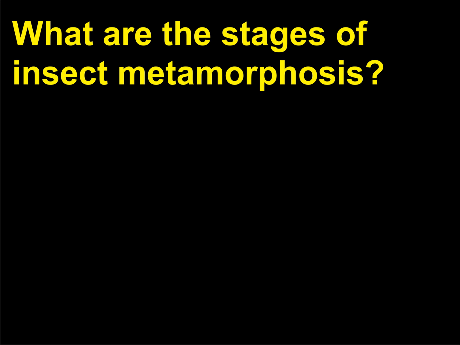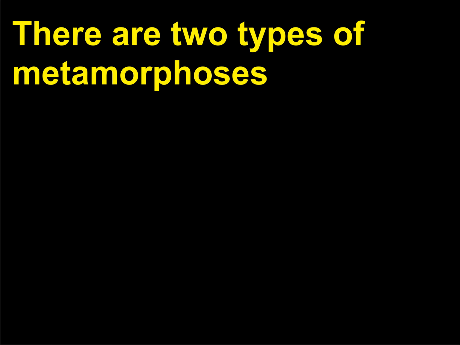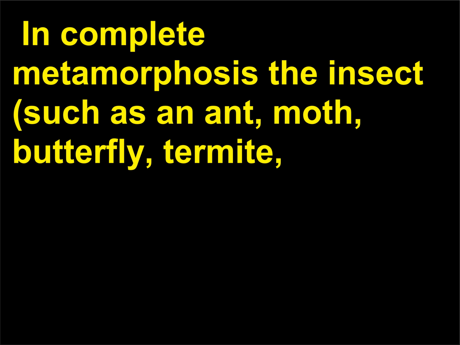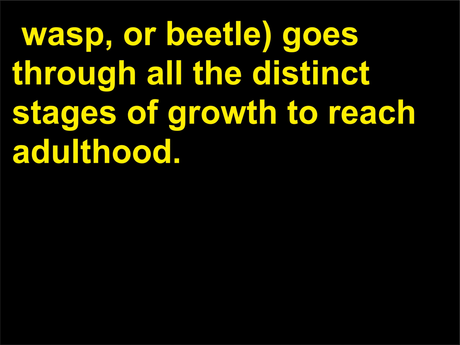What are the stages of insect metamorphosis? There are two types of metamorphoses, marked structural changes in the growth processes: complete and incomplete. Complete metamorphosis: the insect, such as an ant, moth, butterfly, termite, wasp, or beetle, goes through all the distinct stages of growth to reach adulthood.